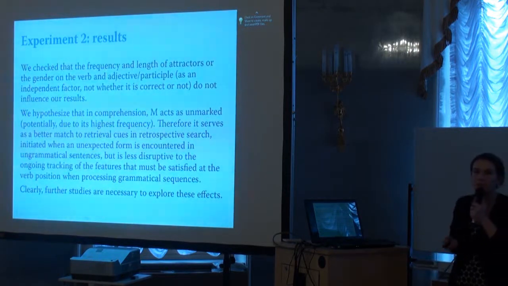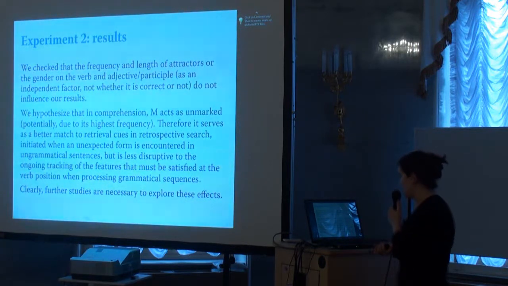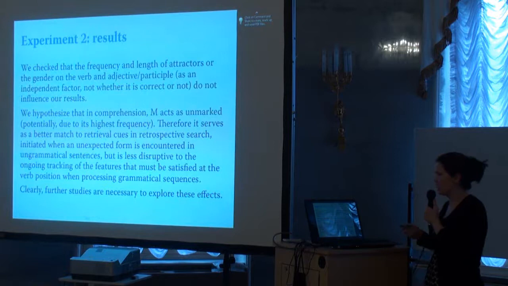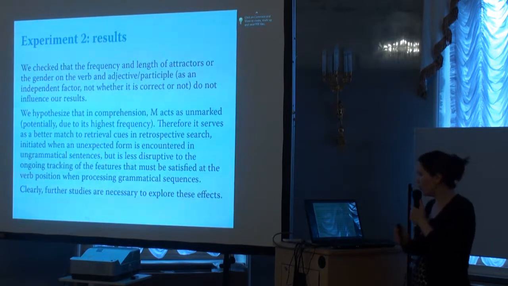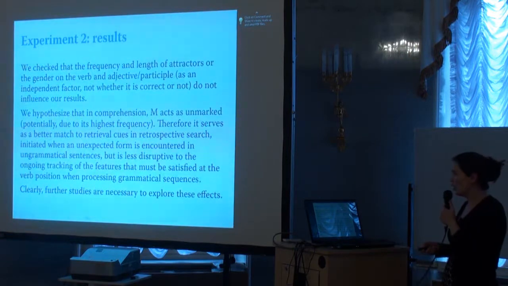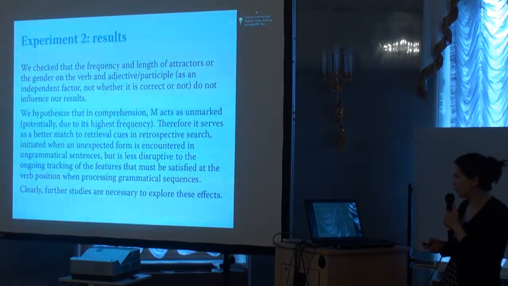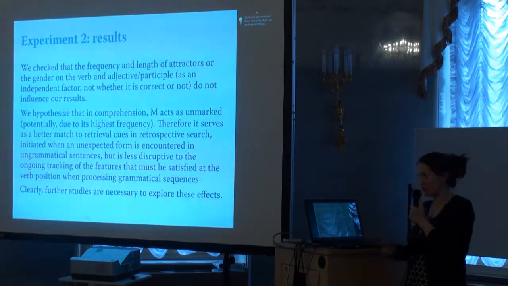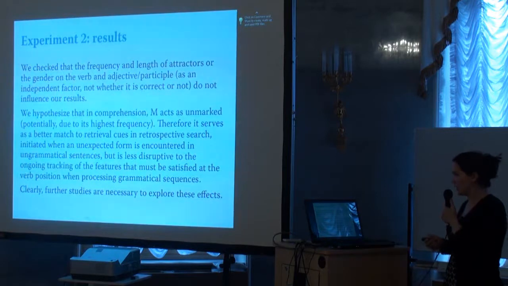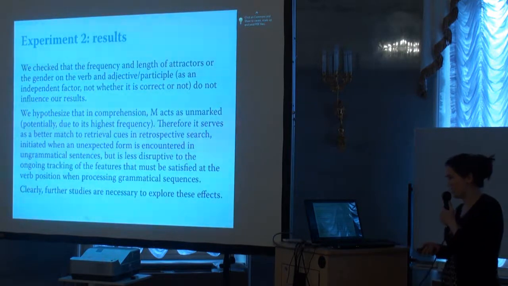So, so far, we have no good explanation for why this is the case, so I can only offer you our working hypothesis. So first, we of course checked that the frequency and the length of our attractors, or the gender on the verb and the adjective as an independent factor, not whether it's correct or not, they all do not influence our results. So given that, we hypothesized that in comprehension, masculine acts as unmarked, potentially due to its highest frequency. And therefore it serves as a better match to retrieval cues in this retrospective search that we initiate when we encounter an error. So that is initiated when an unexpected form is encountered in ungrammatical sentences. But at the same time, it's less disruptive to ongoing tracking of features that must be satisfied at the verb position when processing grammatical sequences.